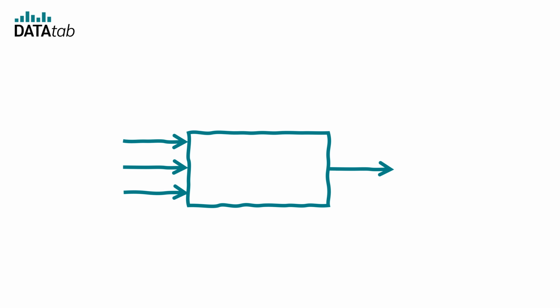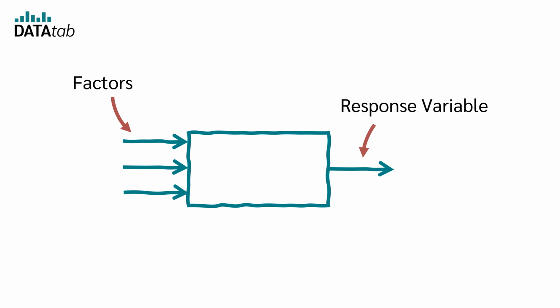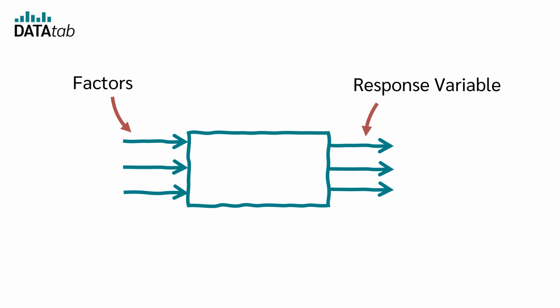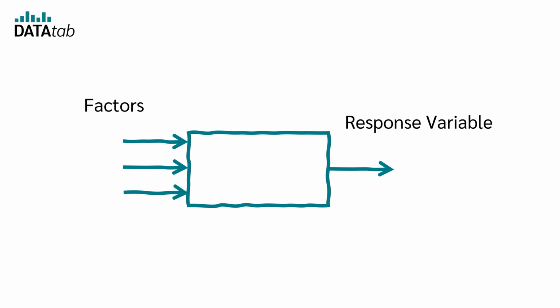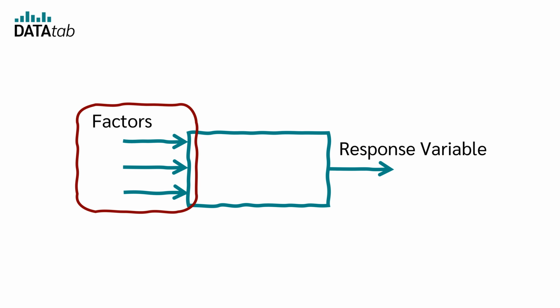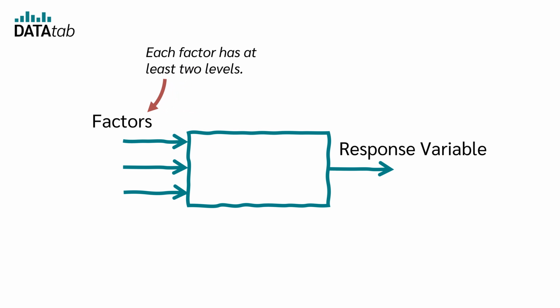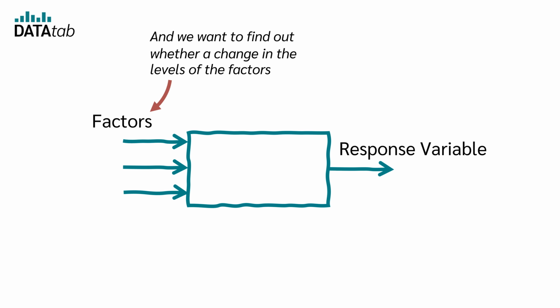The input variables of the system are called factors, and the output variable is called the response variable. Of course, there can also be several response variables. Therefore, factors are the variables believed to affect the response. Each factor now has at least two levels. These levels are the specific values a factor can take, and we want to find out whether a change in the levels of the factors has an influence on the response.